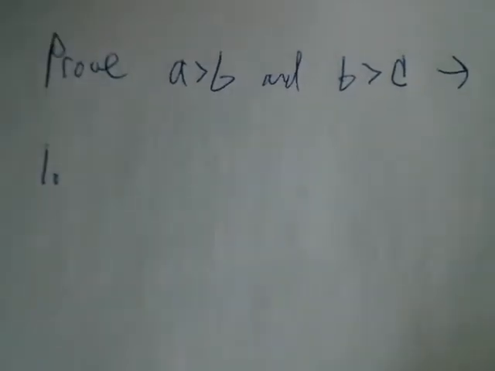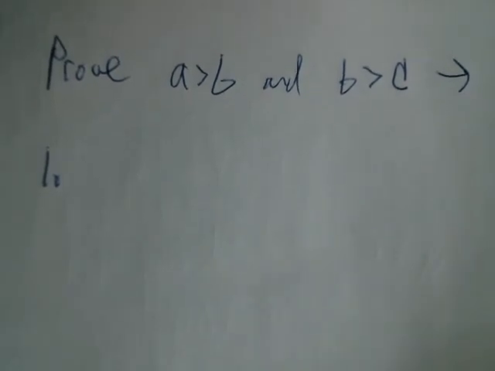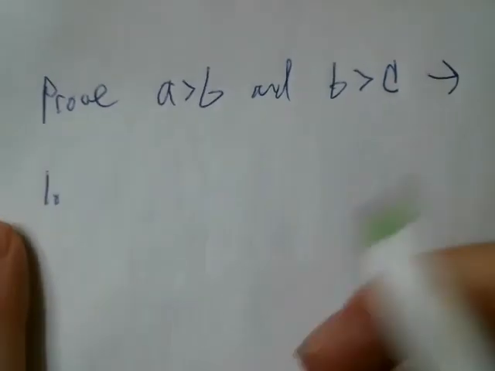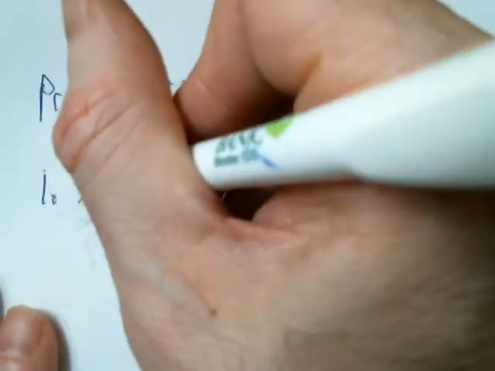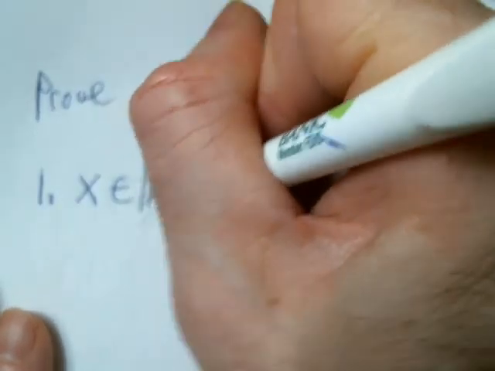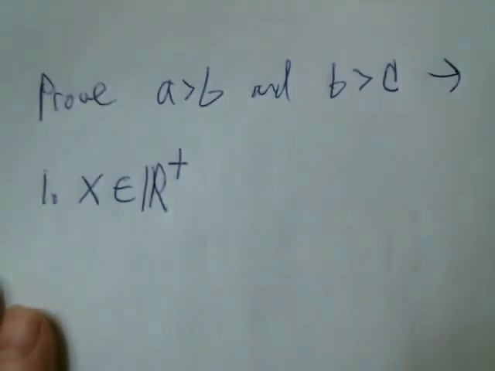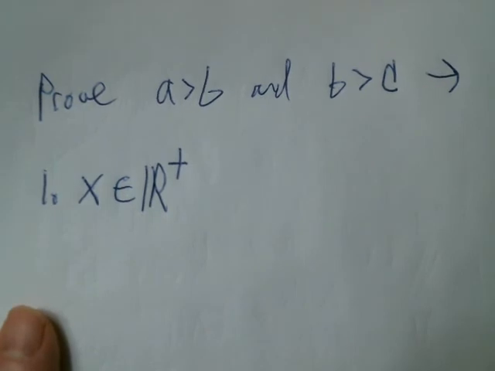So first off, I'm going to write it in my symbolic form, like I would if I was taking shorthand notes. So the first premise is that if x is in the real numbers, such that we're dealing with the positive reals, okay? So I'm not including 0 in this case.